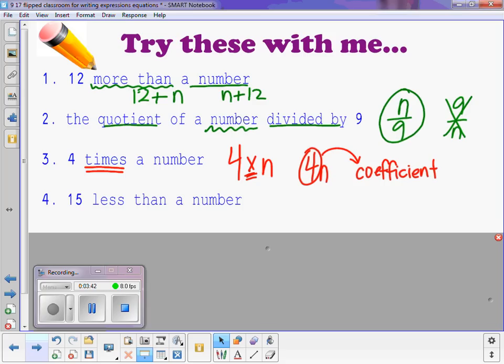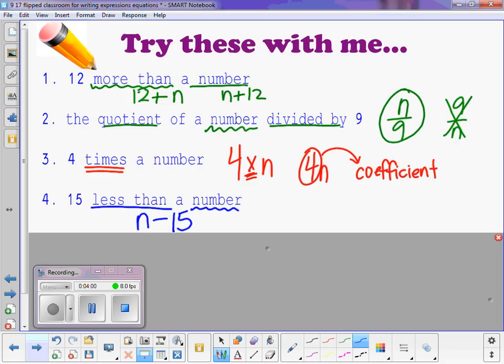All right, number 4, 15 less than a number. Okay, here's less than that I was mentioning earlier. Less than means subtraction, but it's important to know that less than means to flip the order. So it's saying 15 less than a number. So it means you have a number and you want 15 less than that. So this would be n minus 15.